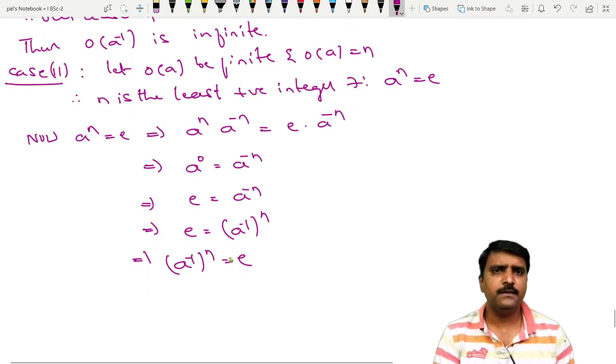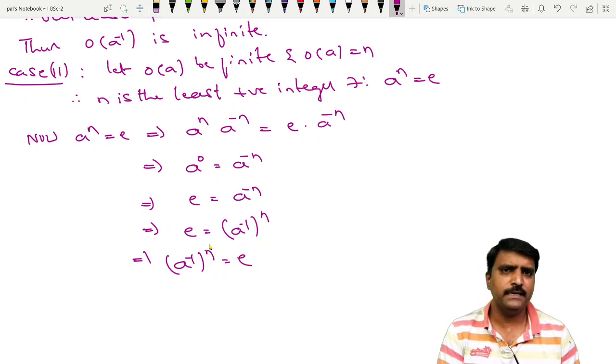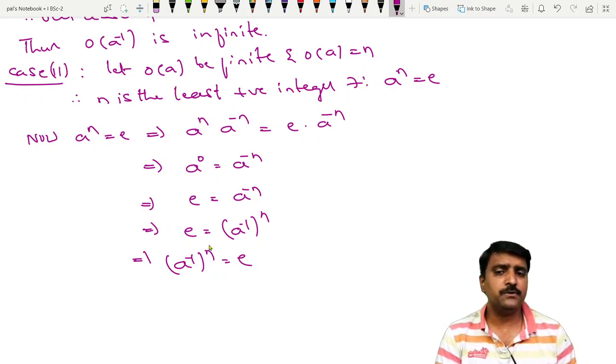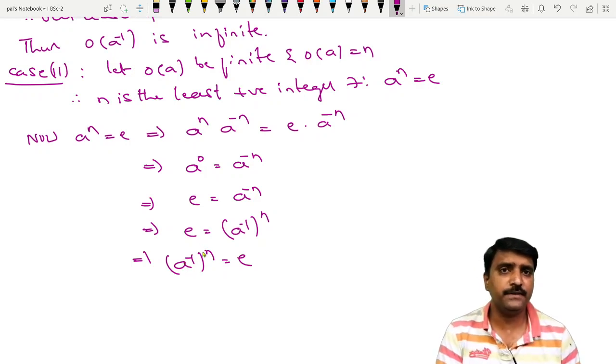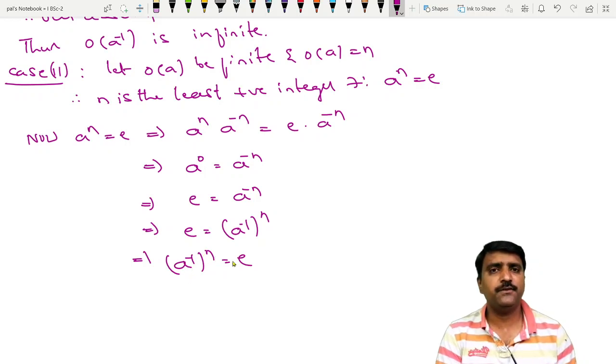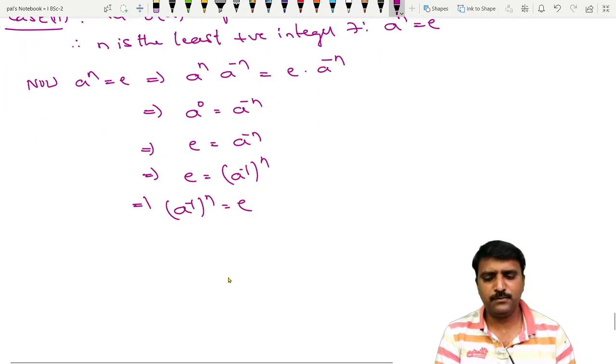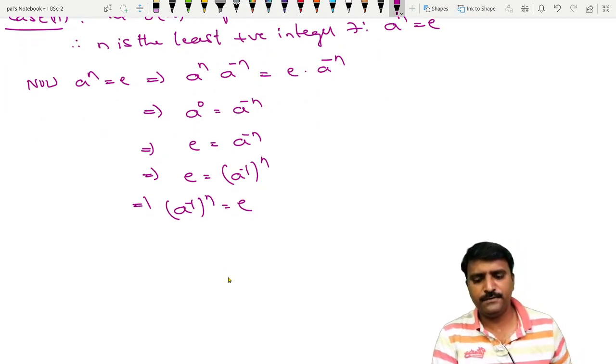If some number raised to the power n gives the identity element, can we take n as the order? No, it is not possible to take n as the order. But you can consider that the order of a inverse is less than n. When a inverse to the power of n gives e, it does not mean the order of a inverse is n, but the order of a inverse will be less than or equal to n. So the order of a inverse is also finite.